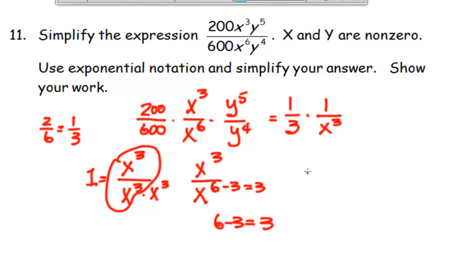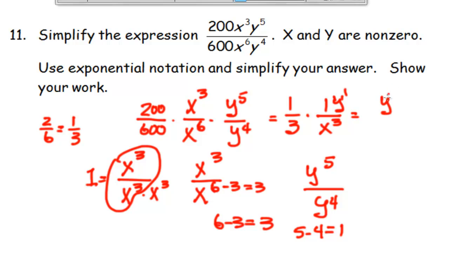Now let's take a look at the y to the 5th over y to the 4th. Let's use this idea here. 5 is bigger than 4, so 5 minus 4 gives me 1, so that means I will have y to the 1st on top. So my final answer would be y.